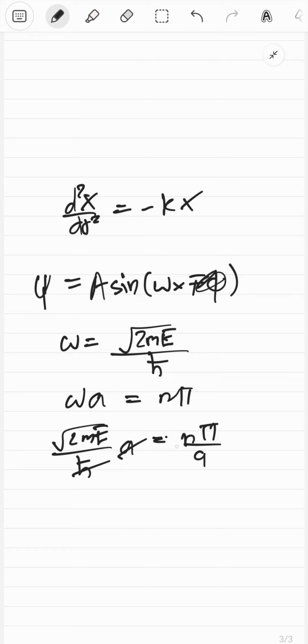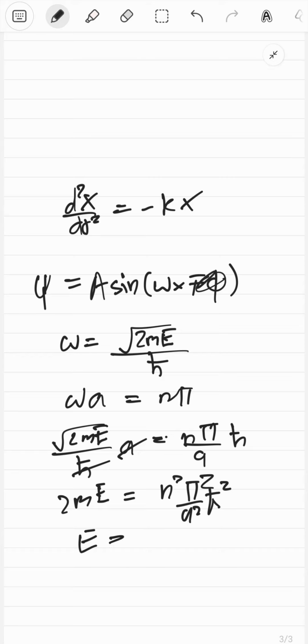So you just get 2me is equal to n square pi square upon a square h bar square, which means that energy is quantized. It can only take certain values, and that's going to be the theme throughout. So this is a very basic toy example. You are never actually going to see anything like an infinite square well. This is too simplistic, and also unrealistic. But it's a good starting point.